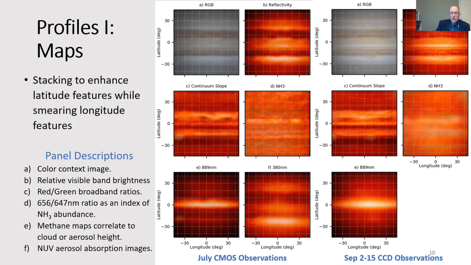The biggest thing I want to point out is this right here, which is the equatorial zone enhancement, a well-known feature that's been around for a long time, discovered quite a while ago in ammonia. So we're seeing this persistent feature. It's not associated with continuum slope or reflectivity or these other sorts of things that we have in these context images.